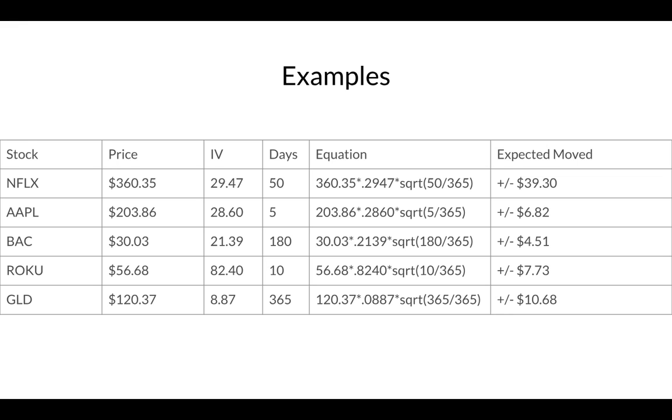If you go down to Roku, for example, $56.68, 82.40% implied volatility. Over 10 days, that's about a $7.73 expected move. And then GLD, which is the ETF for gold, $120.37 a share, 8.87 implied volatility over 365 days, or a year, and we have an expected move of about up or down $10.68.